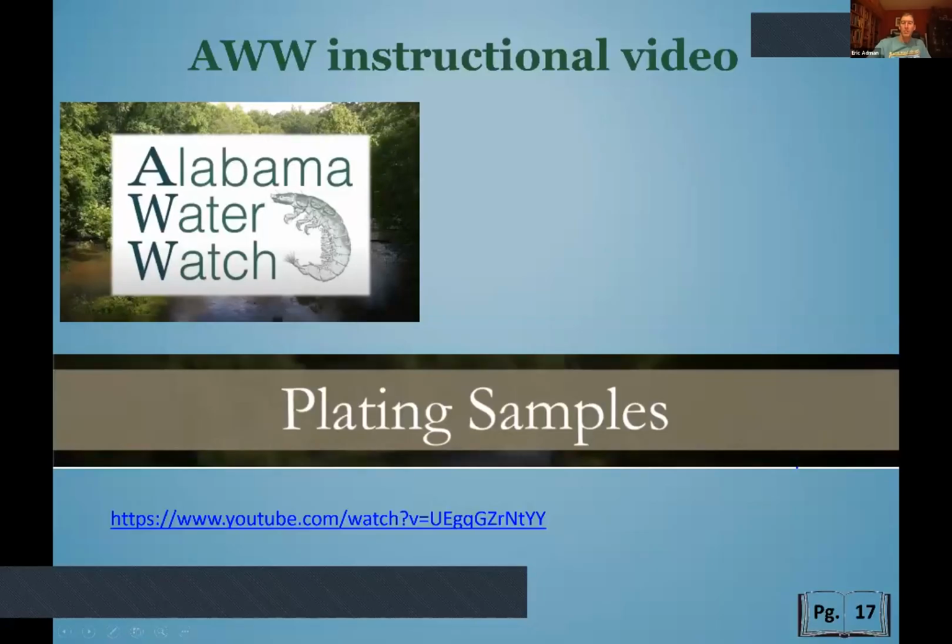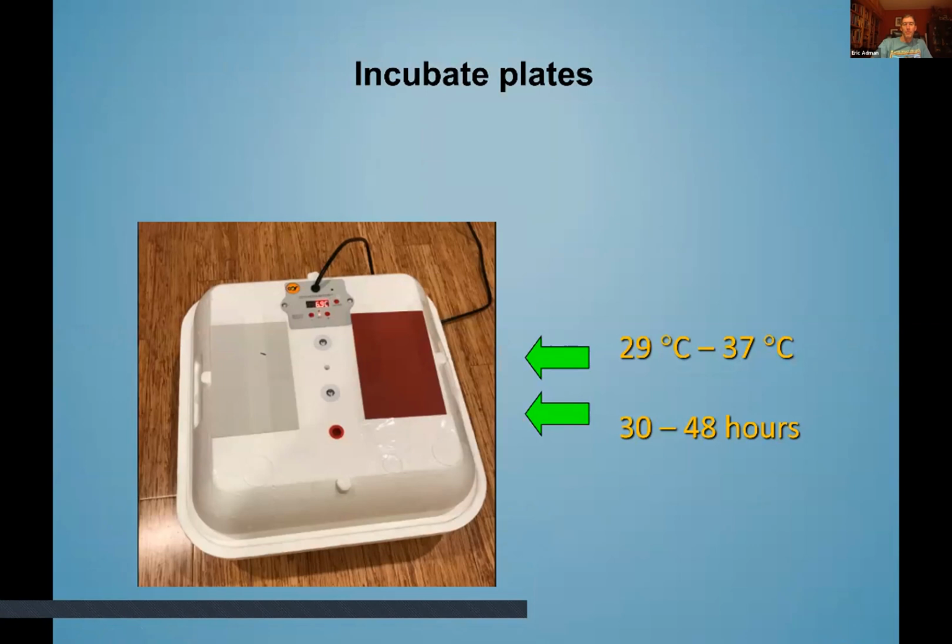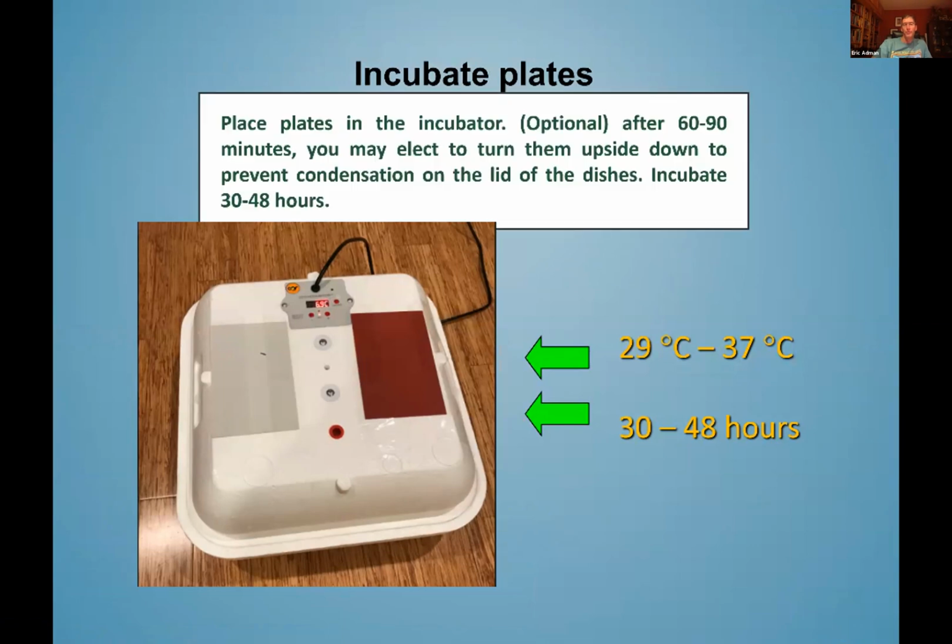I'm going to get back to our presentation. So that was plating the samples. We've collected the samples, we've plated the samples. Now we're going to incubate them. Again, we're measuring in Celsius, so 29 to 37 degrees Celsius, where the upper range is close to body temperature, and about 30 to 48 hours to give those colonies time to grow. And then there's the optional flip them upside down.